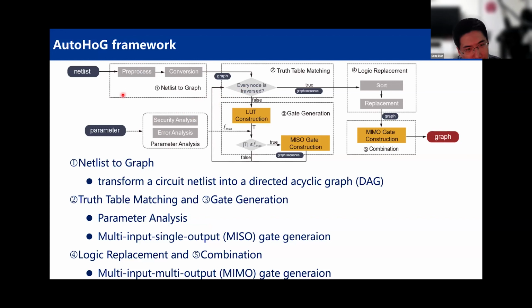Basically, what we do is we have a representation of a circuit, something we call a netlist in the field of design automation. We first transform that into a circuit graph. We have a lot of gates, and that's exactly what we do when designing a processor: you transform the processor circuit into a graph. And then the critical thing here is we try to perform something called truth table matching and gate generation.